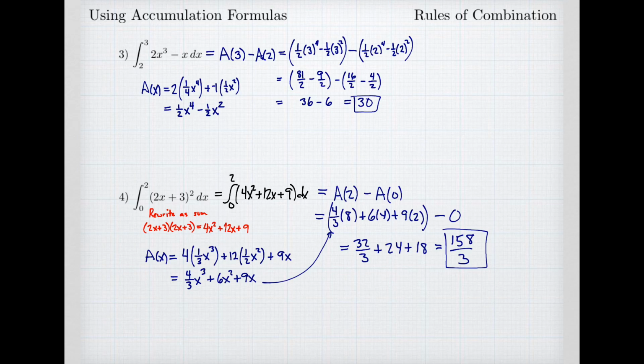Alright, so what we found is from using our simple accumulation formulas for individual powers of x, we can use the sum rule and the constant multiple rule to find formulas for accumulations of these basic polynomials, and I can evaluate by seeing how much that accumulation changes.